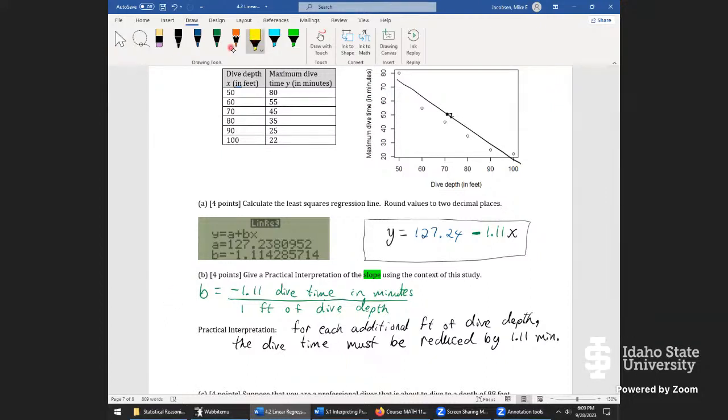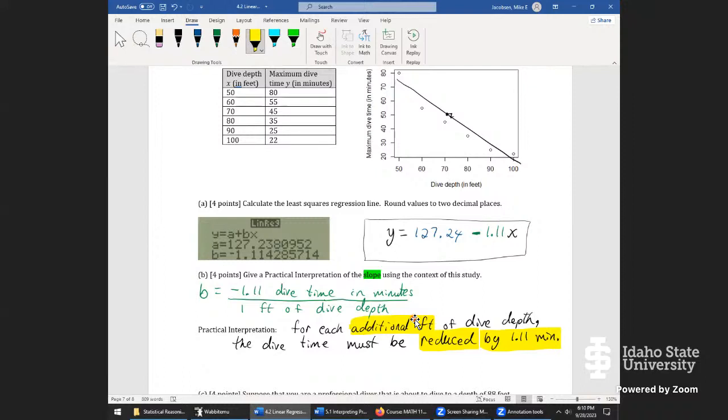And just for the sake of giving you a feel for what would be expected on a quiz or exam, it has to have the context. So we have to be mentioning something about feet and time. So we have to say for each additional foot, that's the denominator, including its unit. Then we have to say what happens in the numerator, reduced because of the negative sign by 1.11 minutes. We also have to mention we're talking about dive time, but I just didn't want to highlight the entire thing in yellow. But to me, those are the major things I'd be looking for in a correct interpretation. Any questions at all, folks, on running through that one?